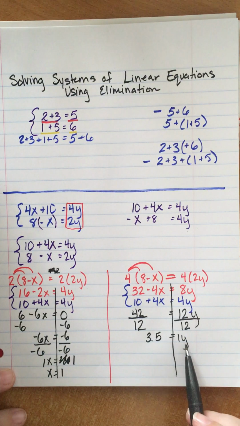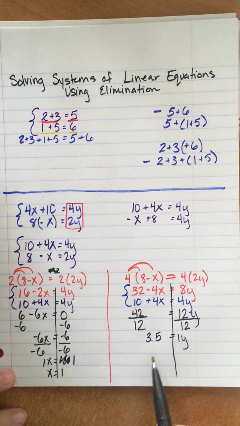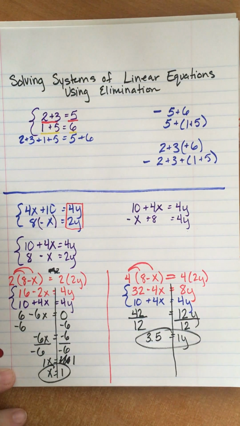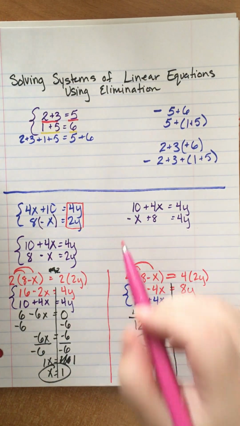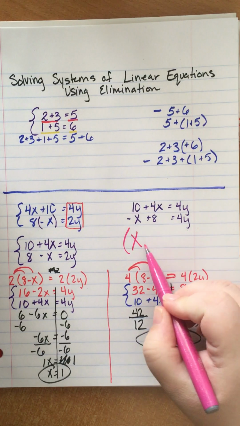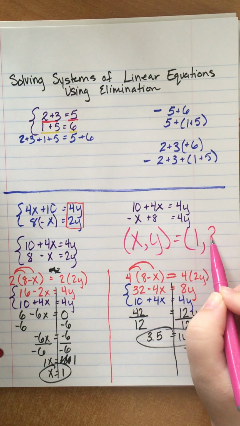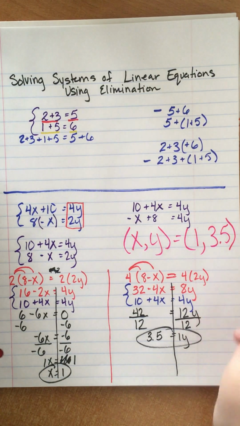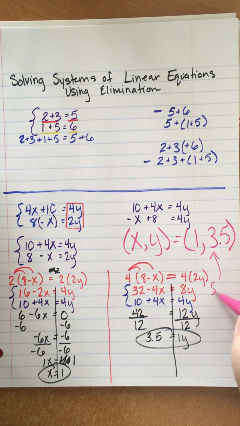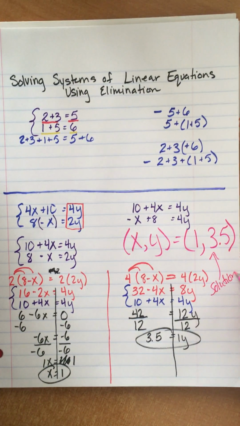So I've eliminated the x to figure out what y equals. And now I have my whole solution to this, which is that x is 1 and y is 3.5. And that is how I solved this particular system of equations using elimination.